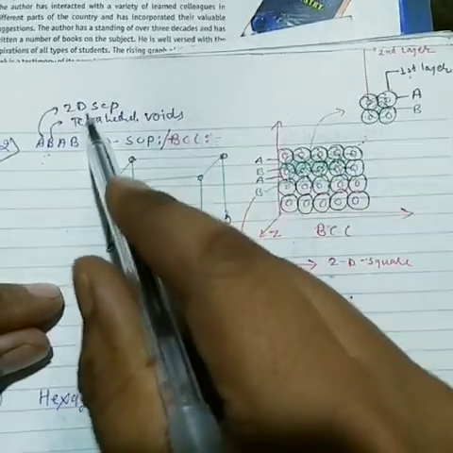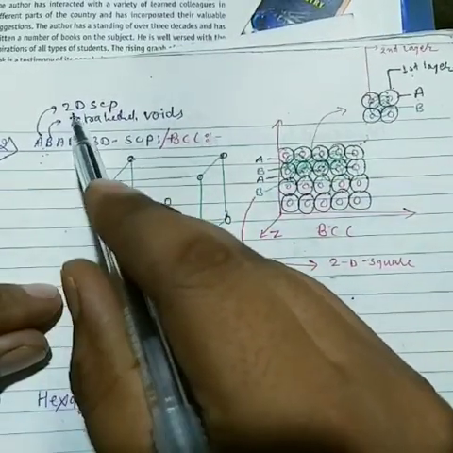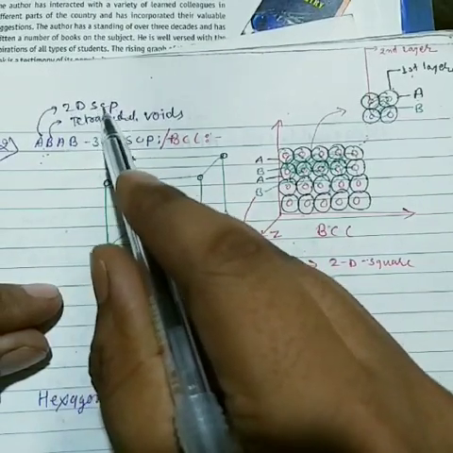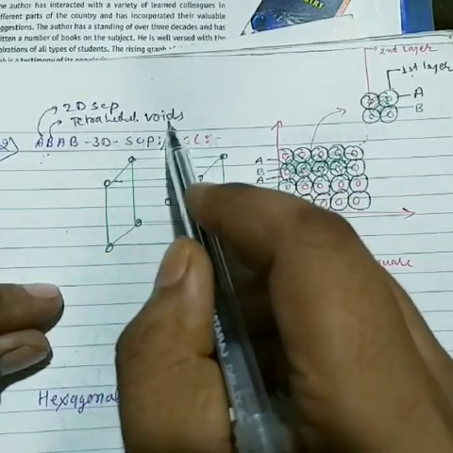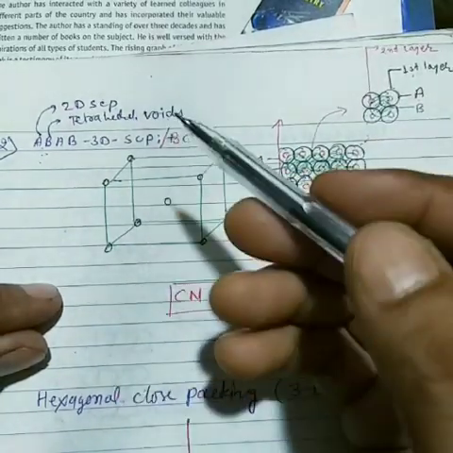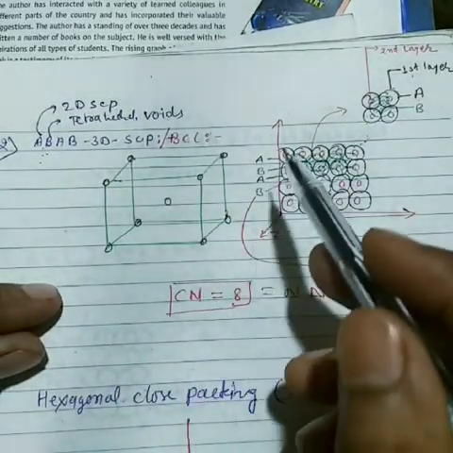Now, just to repeat: A is 2D square close packing, and B forms tetrahedral voids. How tetrahedral voids form, we will discuss in the next video.